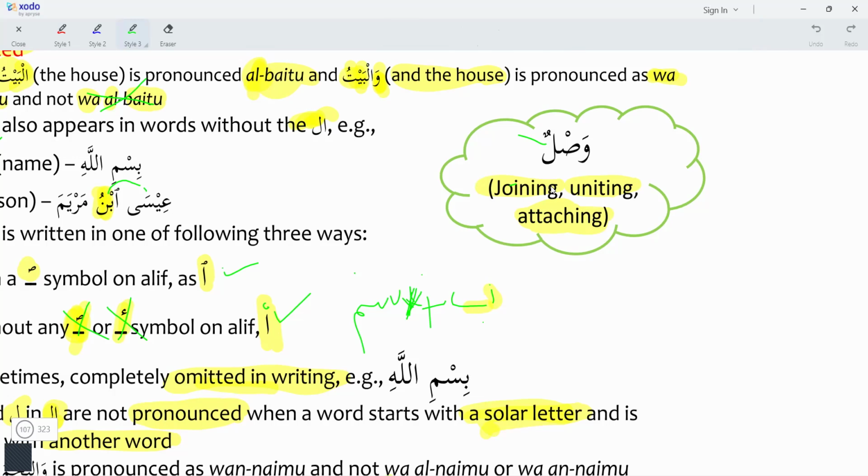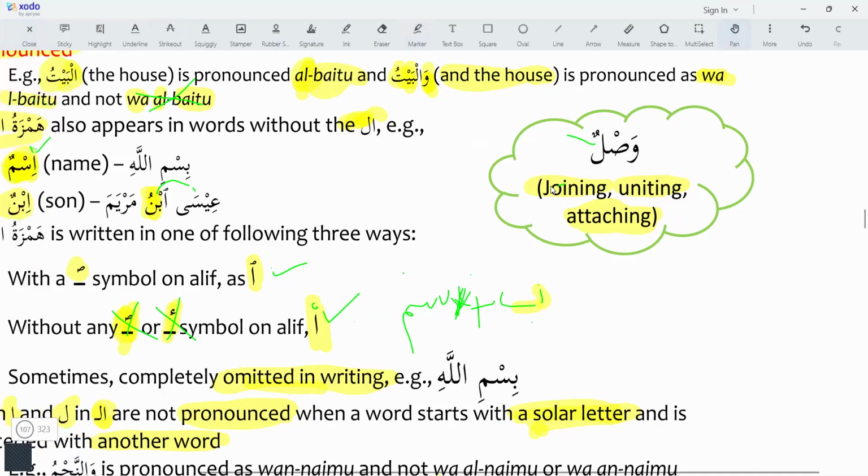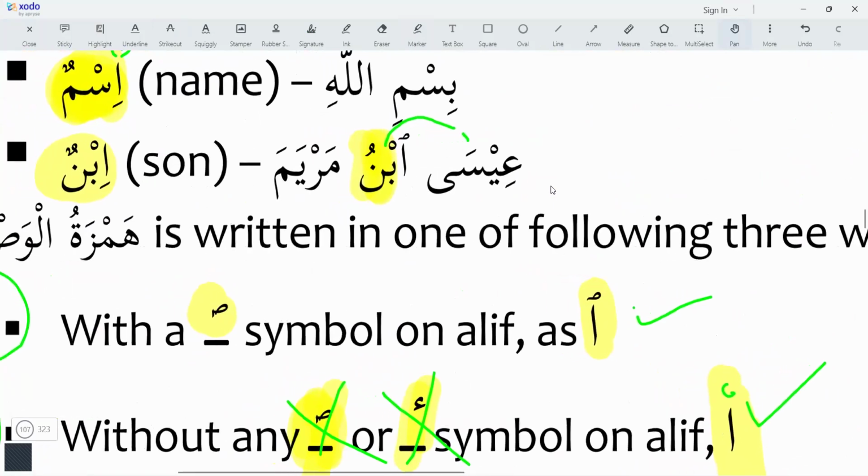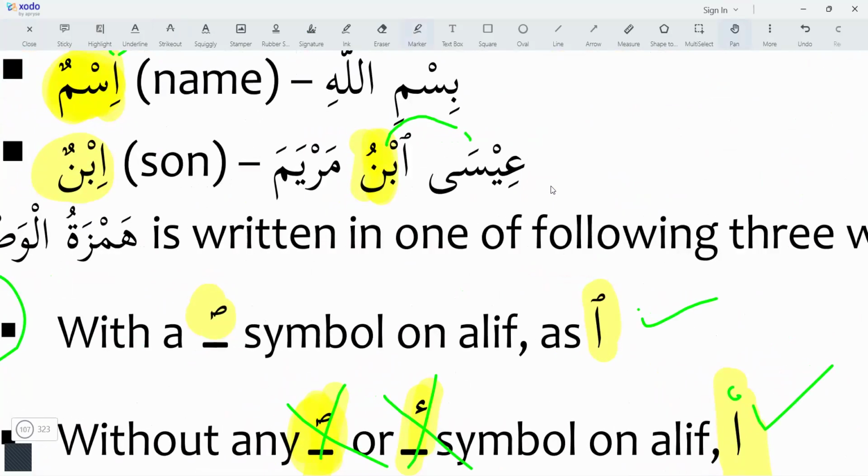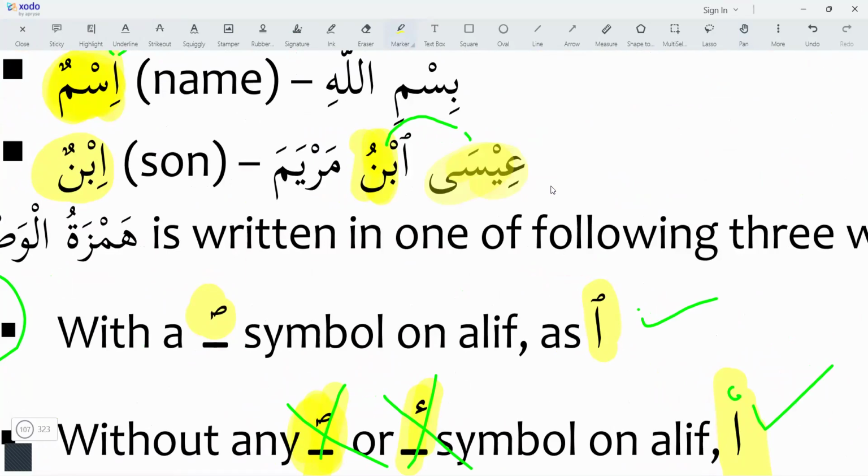Like Isabnu. You can look here in the Isabnu. So this Isa, we are joining with this ba. Isa, we can join with the ba. Isabnu. So that's why we call it Hamzatul Wasal.